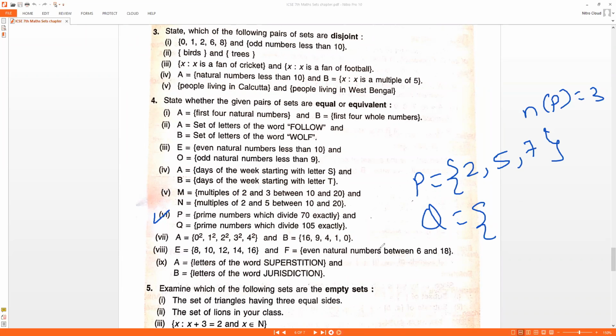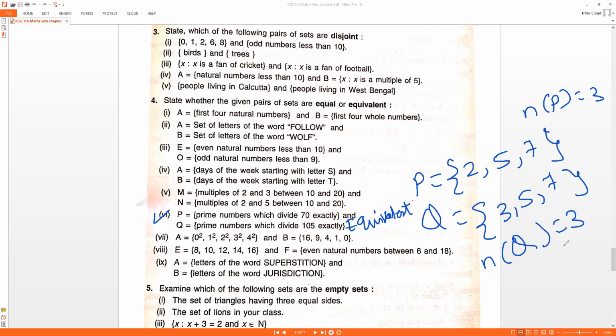Sir, and in Q only 5 and 3? 5, 3 and 7 also. 105 can be divided by 7 also. Yes. 15 sevens are 105. So 3, 5 and 7. So yes, n(Q) is 3, so they are equivalent. If you have any doubt, write it out like this. Okay, take time: write the set, count the elements, write the number of elements, write the cardinal number and then compare.